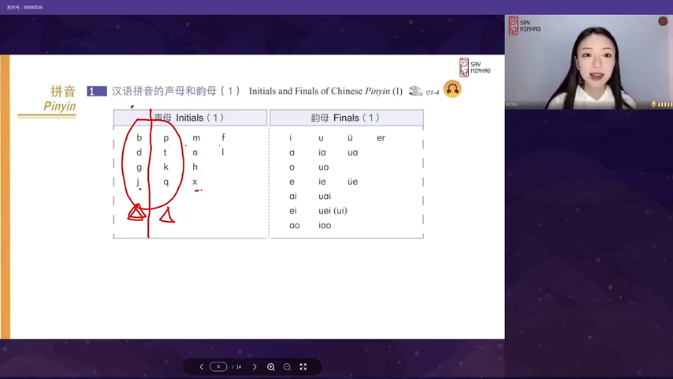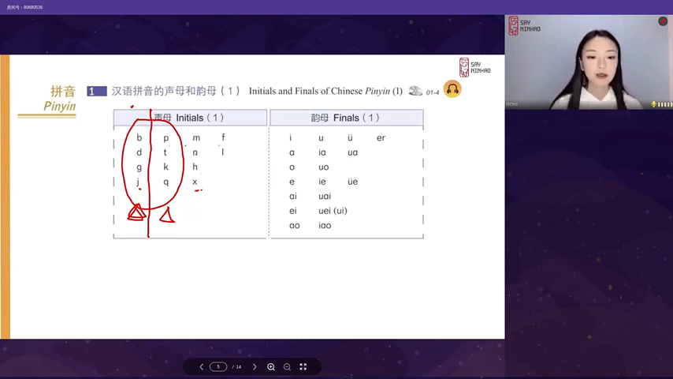And for de, it's the same. De, softer air. Te, stronger air. And ge, softer air. Ke, stronger air. And ji, qi: ji, softer air, and qi, stronger air. That's the difference between unaspirated and aspirated initials.